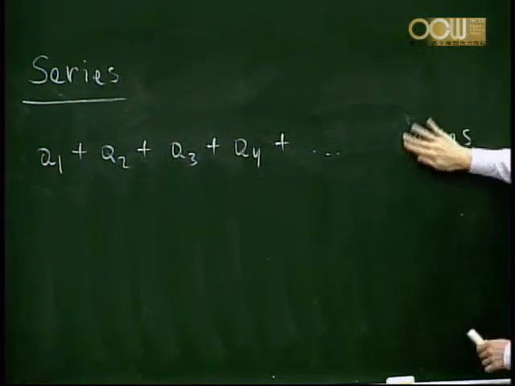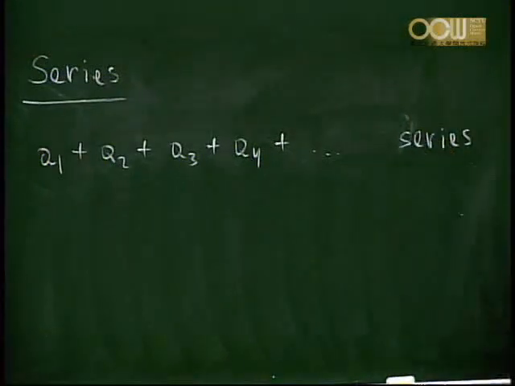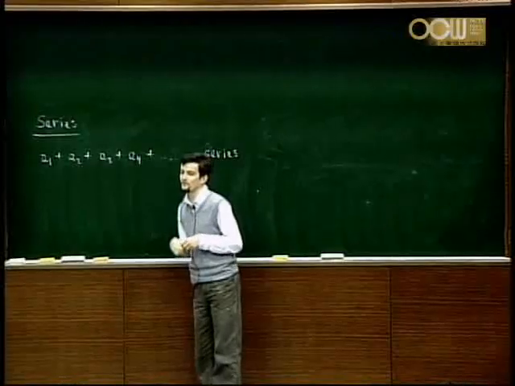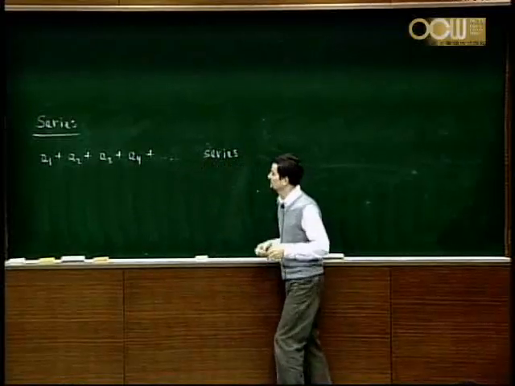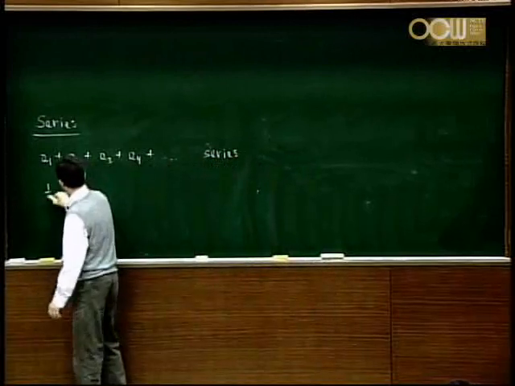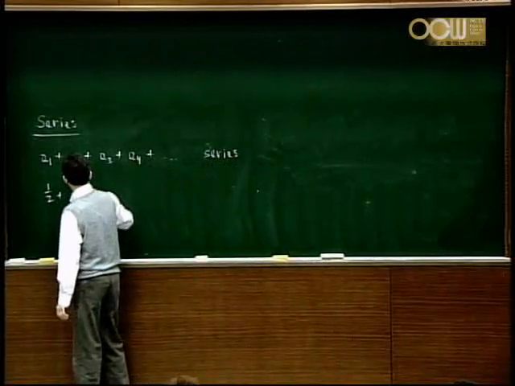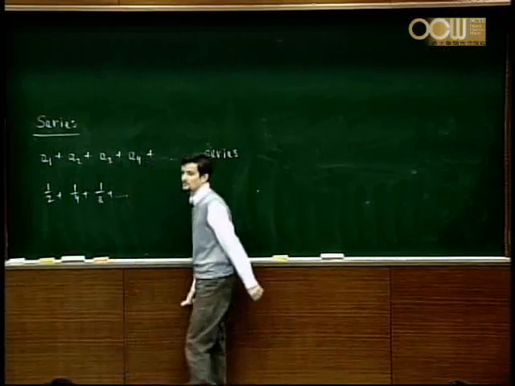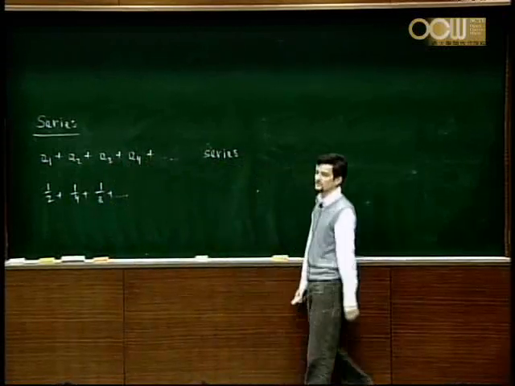Now, if you have an infinite number of terms, summing them up doesn't necessarily make sense. Or at least we should first clarify what is the meaning of something like this here: 1/2 plus 1 over 4 plus 1 over 8 plus and so on. So what is supposed to be the meaning of this?